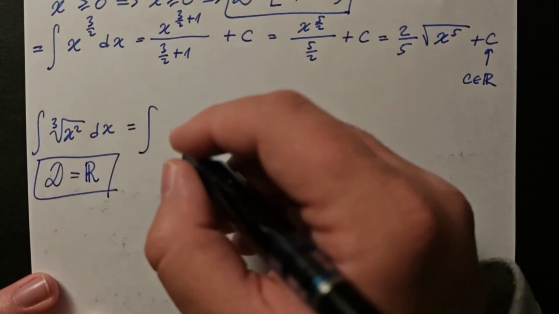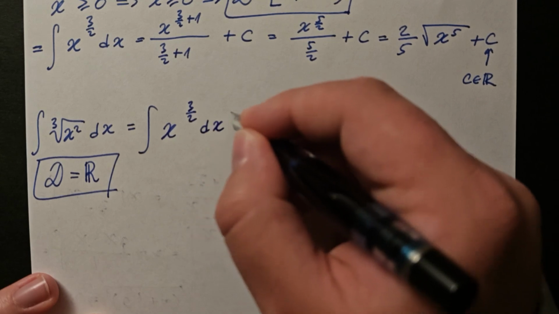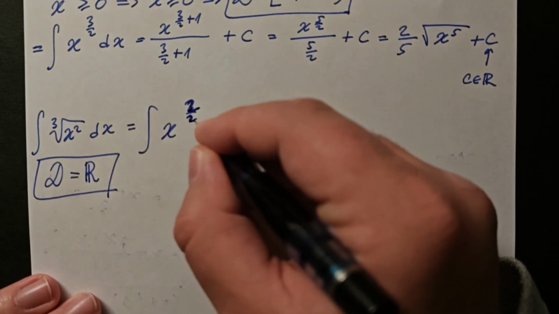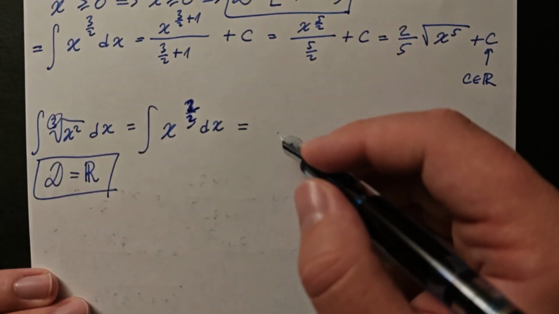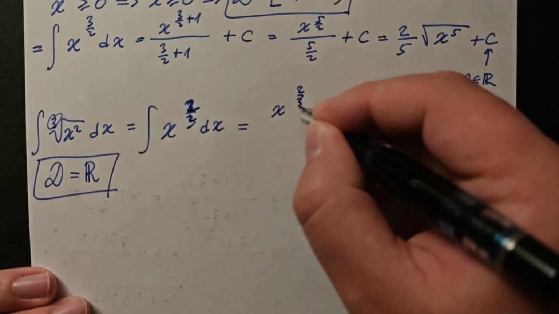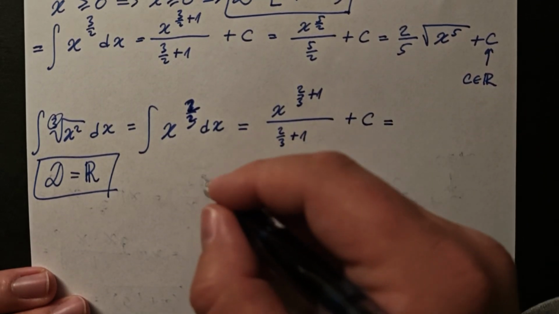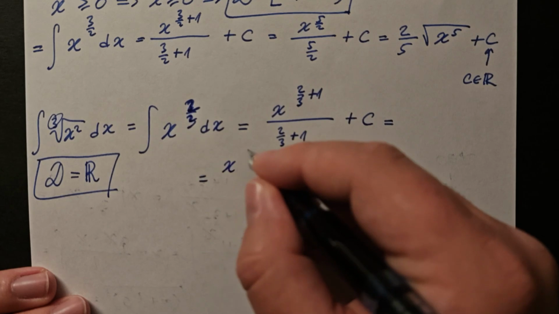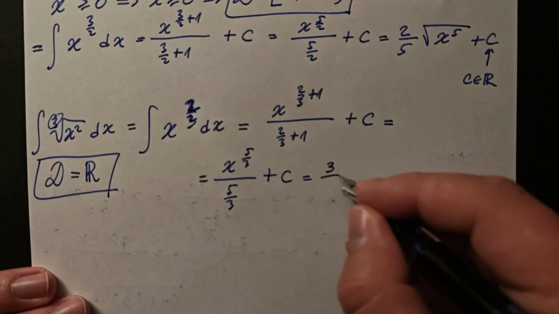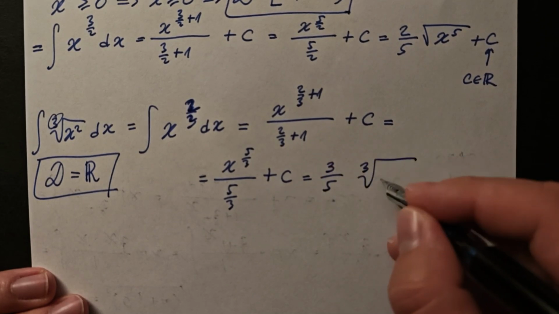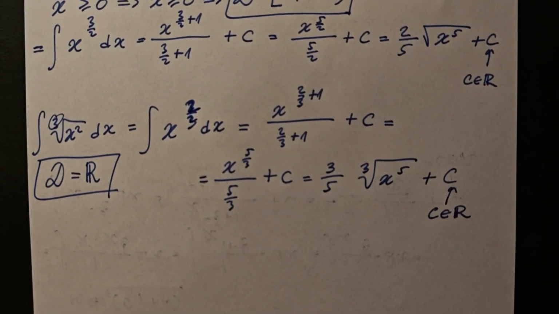This can be algebraically transformed into the integral of x to the power of 2/3 dx. I have a cubic root here, and we can apply the power rule. So this is x to the power of 2/3 plus 1 divided by 2/3 plus 1, plus that famous constant c. So this is x to the power of 5/3 divided by 5/3 plus c. So this is 3/5 cubic root of x to the 5th power plus c. This c is again a real number.